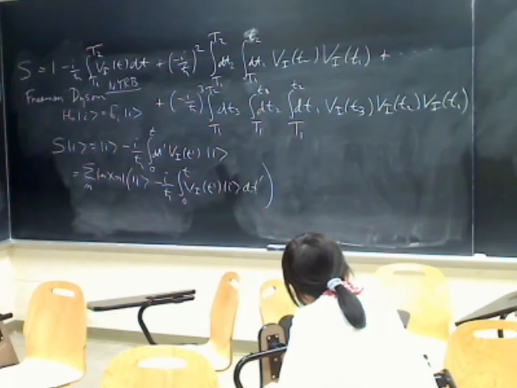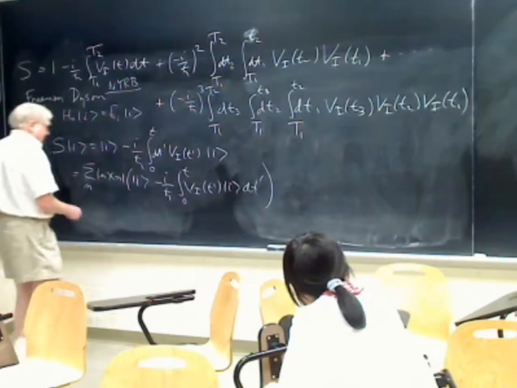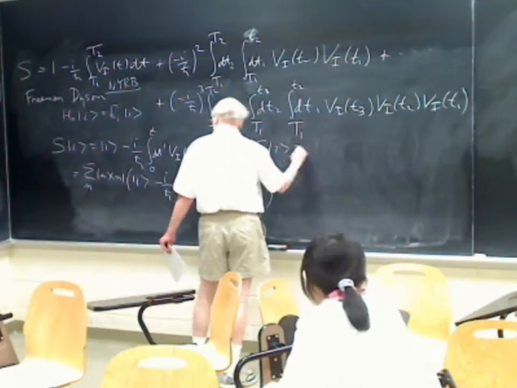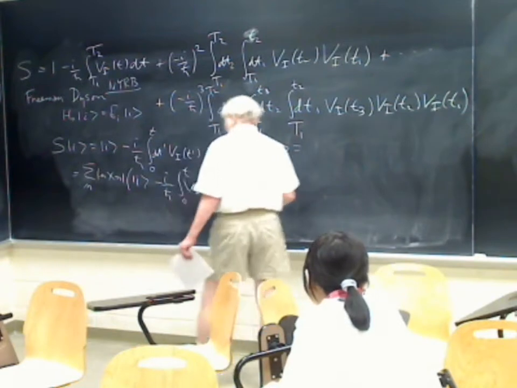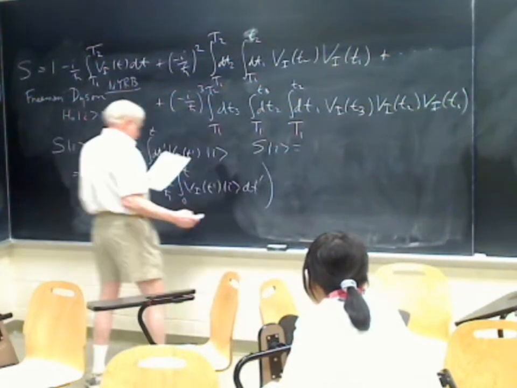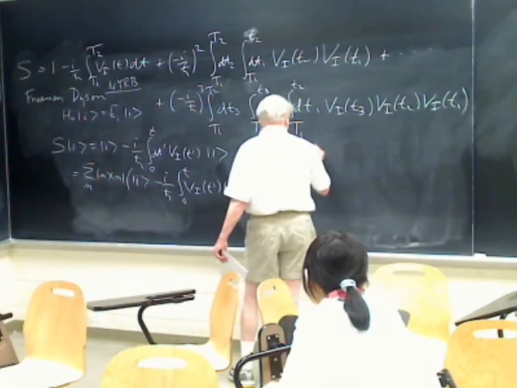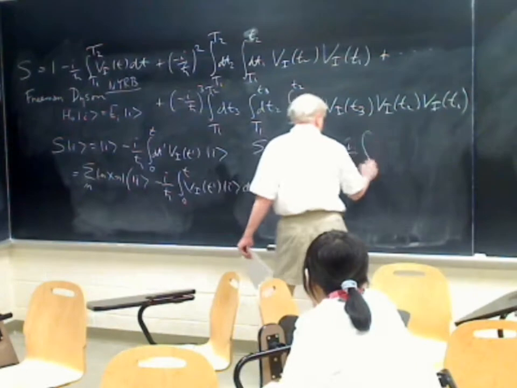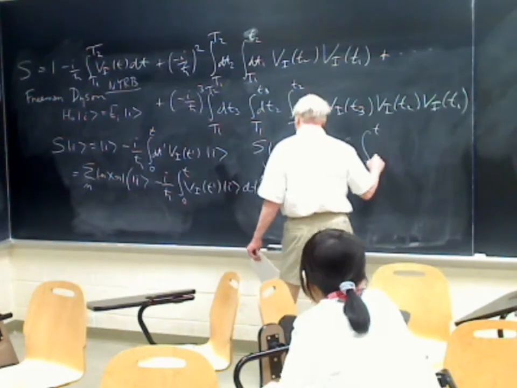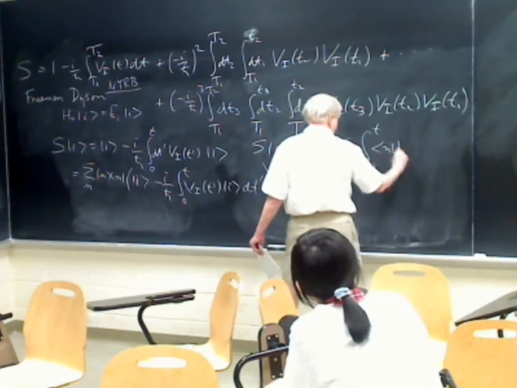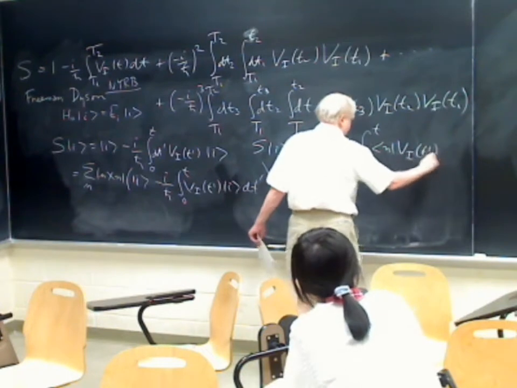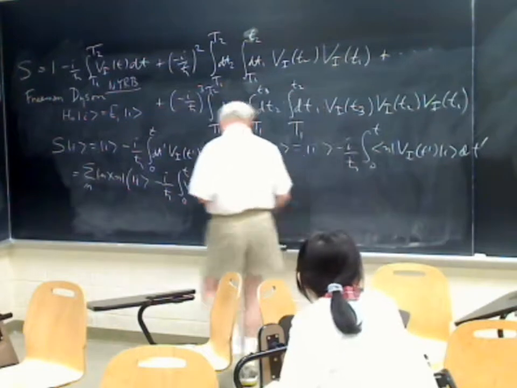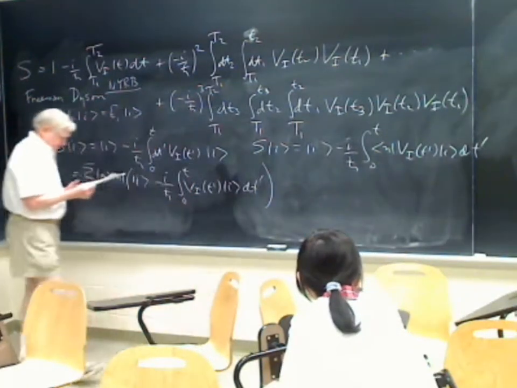Okay, so what is this? Well, what we've got here, so this SI then, in other words, this lead term here is just going to give us an I. And the next term is minus I over H bar, integral 0 to T, N, VI of T prime, I, DT prime. So that's what we've got.